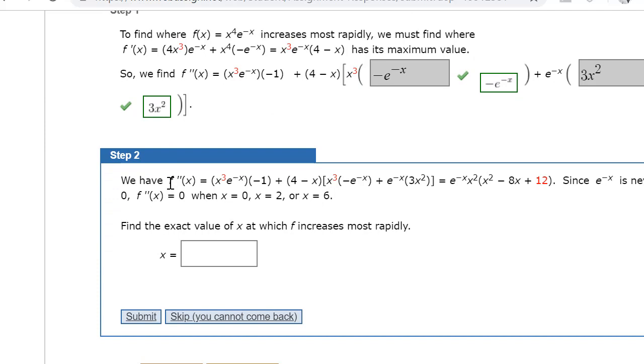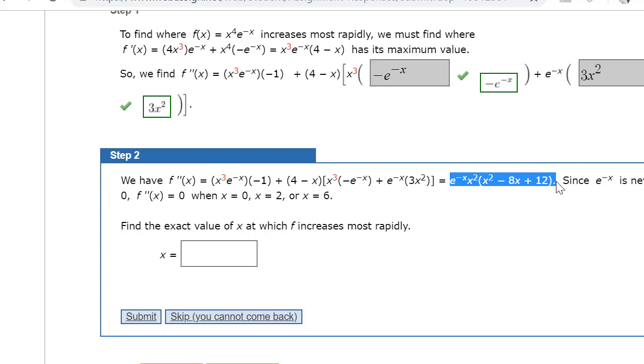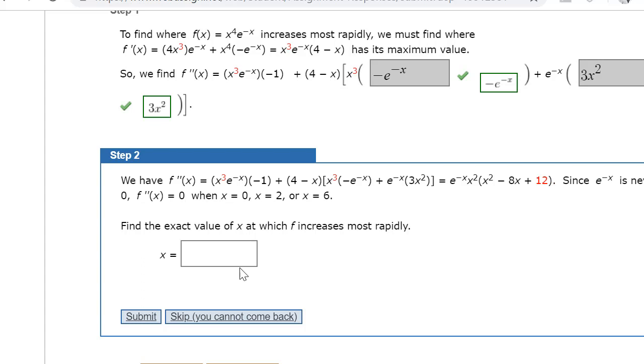Okay. Fortunately, they worked this out and they simplify it for us. This is our long-winded second derivative, but now if we get it simplified to this, it might be easier to deal with. Okay, so e to the x is never 0, so we won't worry about that. And then we want to know when this is equal to 0, and this is going to equal 0 when x squared is equal to 0, and that means x is equal to 0, and they took the liberty of helping us out by factoring this second part over here. And so that factors out, and then we get x is equal to 2 and x is equal to 6.